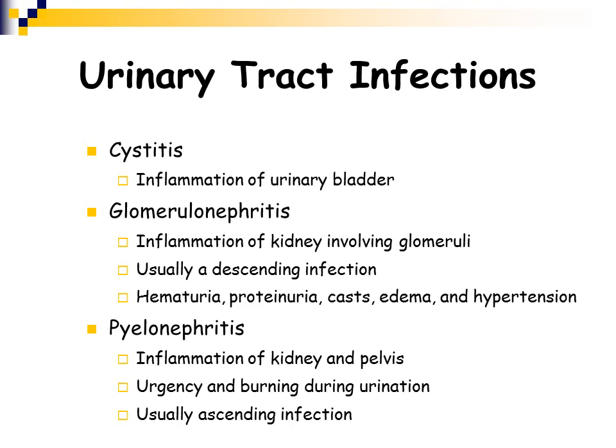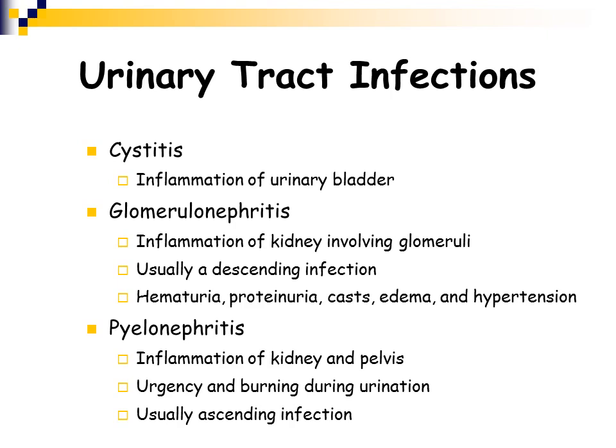Now, some of our Enterobacteriaceae family members, especially Escherichia coli, are highly associated with causing urinary tract infections. And we have several different types of infections of the urinary tract. These include cystitis, which is inflammation of the urinary bladder, and glomerulonephritis, which is inflammation of the kidney involving the glomeruli. This is usually a descending infection.